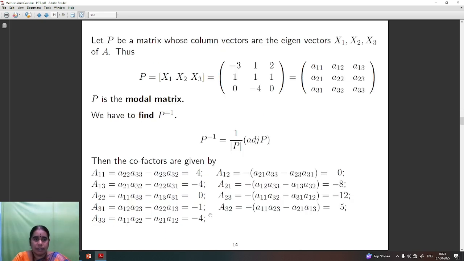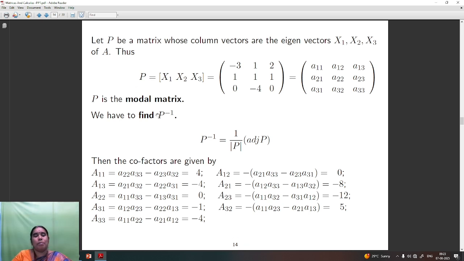Thus, let us calculate P. Let P be the matrix whose columns are the eigenvectors of the given matrix A. Thus, our P is 3, 1, 0, 1, 1, minus 4, 2, 1, 0. The elements can be noted as: the first is the A11 element, the second is first row, second column, so A12, and first row, third column is A13. We call this P the model matrix, because this P can transform our A into D. That's why P is called the model matrix.